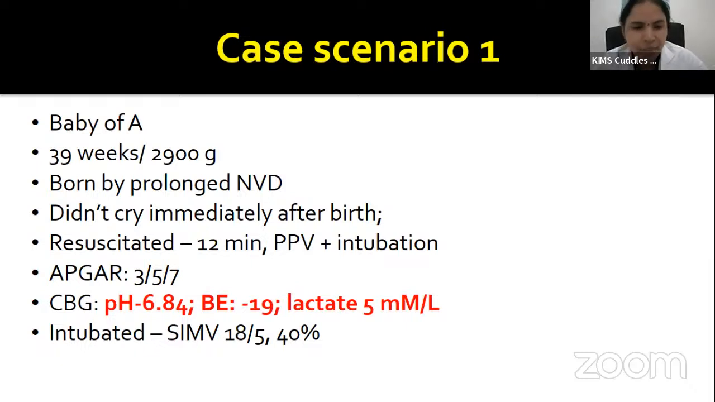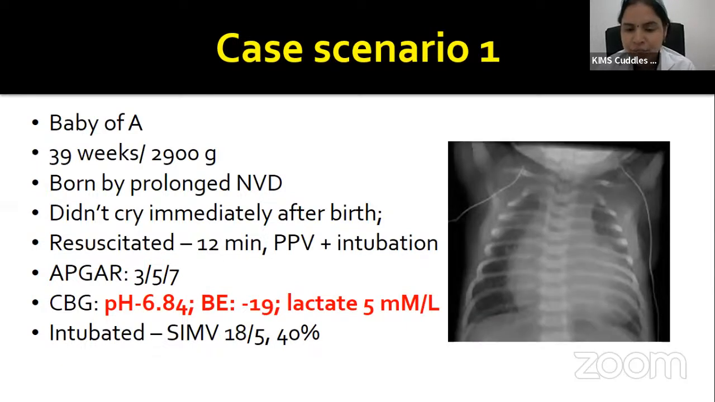At the end of 10 minutes, the APGAR scores assigned were 3, 5, and 7 at 1, 5, and 10 minutes of life, respectively. The cord arterial blood gas revealed a pH of 6.84 with a base excess of -19, which is suggestive of severe metabolic acidosis, indicative of intrapartum hypoxia, with elevated lactate at 5 millimoles per liter. The baby required mechanical ventilation with SIMV mode with pressures of 18/5 and fractional inspired oxygen concentration of 40%.